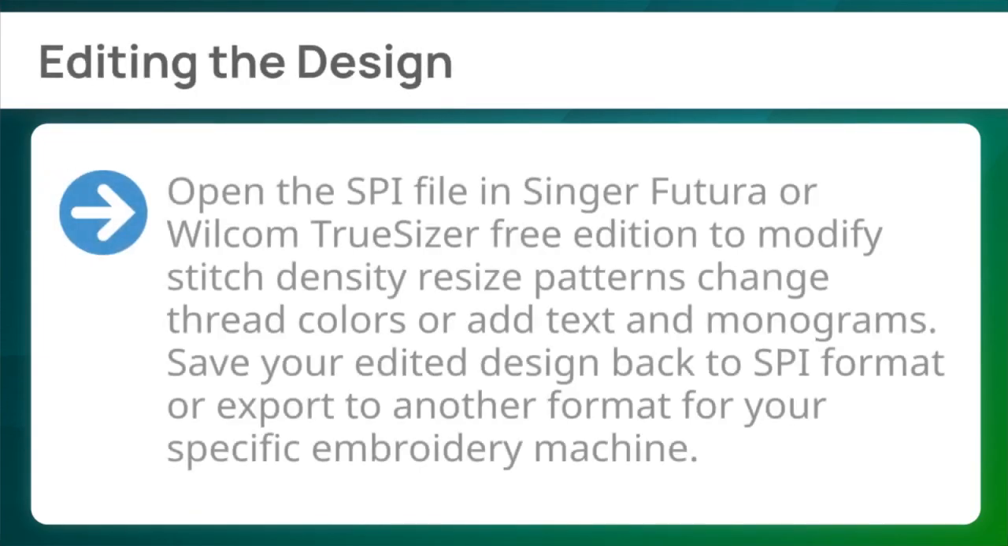Finally, editing the design. Open the SPI file in Singer Futura or Wilcom TrueSizer Free Edition to modify stitch density, resize patterns, change thread colors, or add text and monograms. Save your edited design back to SPI format or export to another format for your specific embroidery machine.